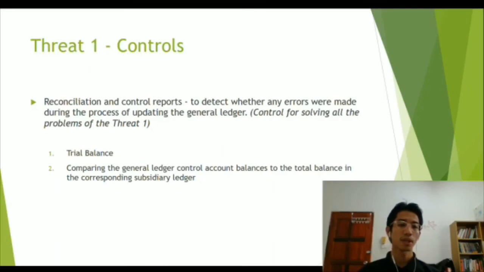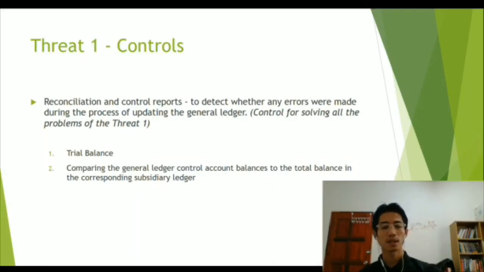So the second one is comparing the general ledger control account balances to the total balance in the corresponding subsidiary ledger. One example I give you, a receivable account. The general ledger control account of the receivable shows Abu receivable balance of 1,000, while the Abu receivable subsidiary ledger itself shows the balance of 900. So it is not tally.